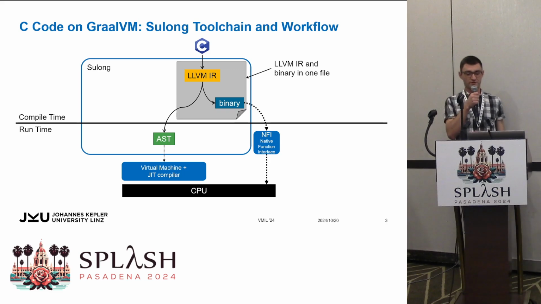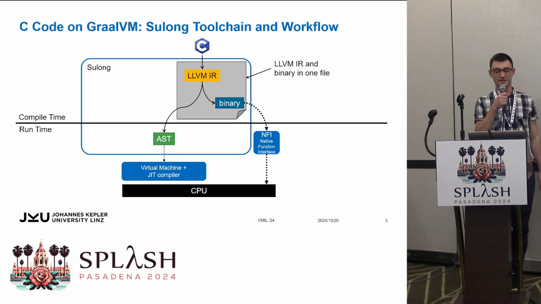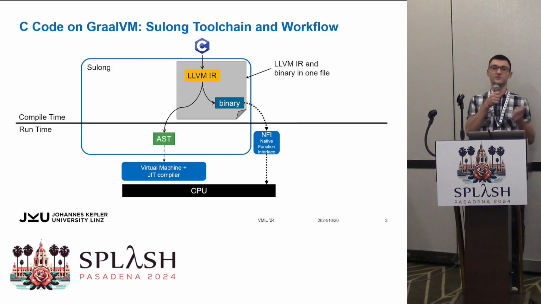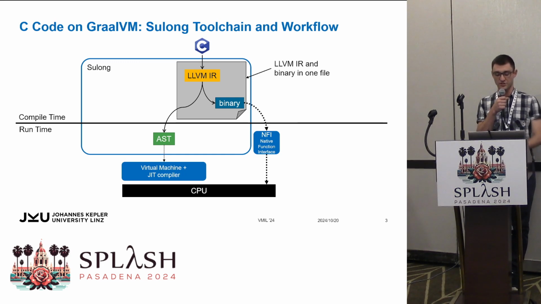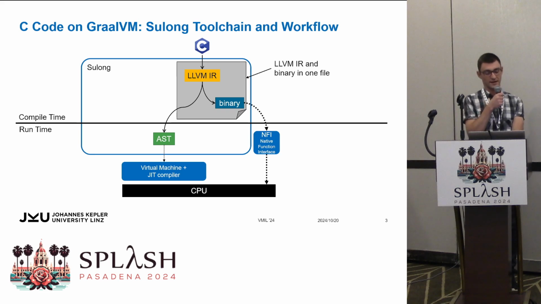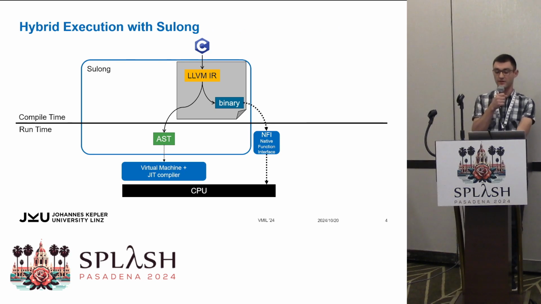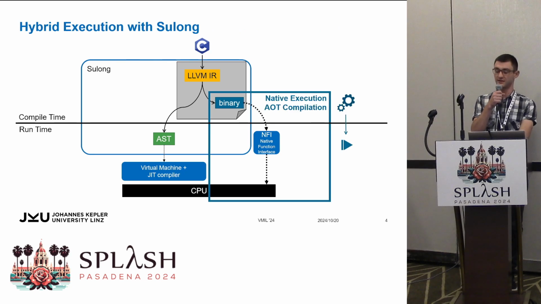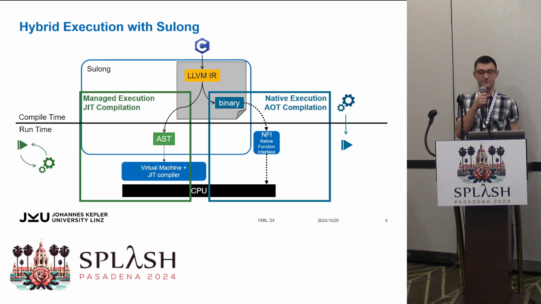However, there is also the opportunity to use the native function interface of GraalVM, which offers to directly execute the binary machine code on the native side, on the CPU. And this is our hybrid execution model. So we have native execution, where compilation happens ahead of time, and we have managed execution as well.